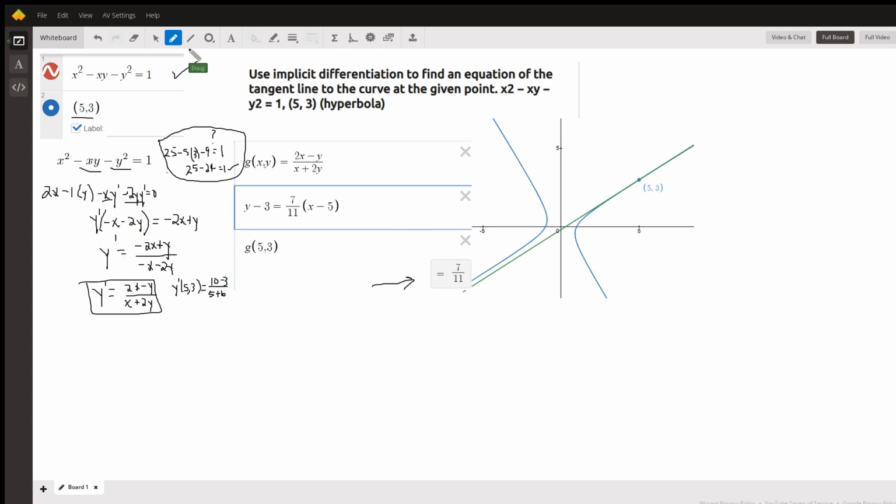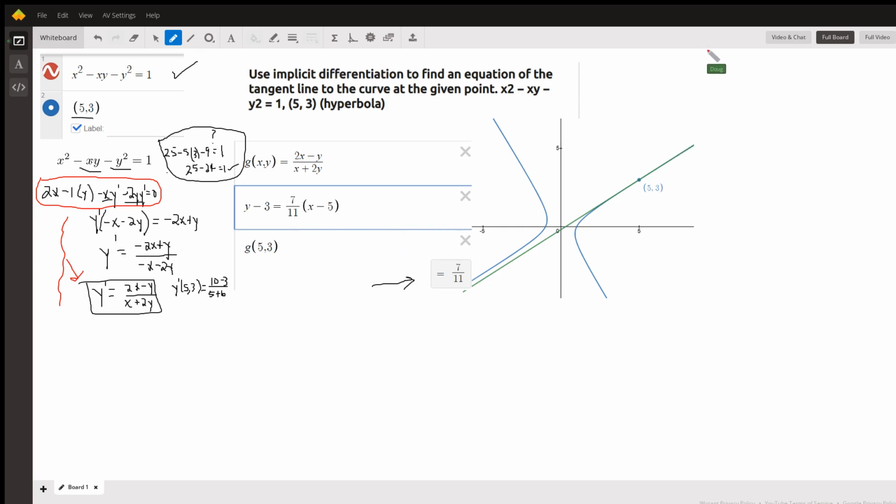Notice also, way back here, you could have substituted 5 for x and 3 for y and solved for y prime directly. You didn't have to go through all this, but if you wanted to find the derivative or the slope at other points, it might be good to have a formula. Okay, and so now we use point-slope: y minus 3 equals 7/11 times x minus 5. You could remove the parentheses, add 3 to both sides, and get slope-intercept form.